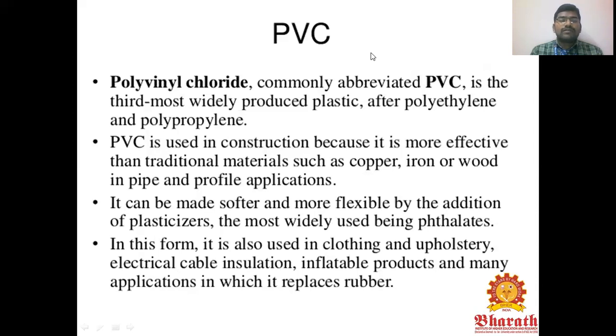PVC can be made more flexible by the addition of plasticizers, the most widely used being the phthalates. Copper wire and iron wire are insulated with PVC. It is also used in clothing, upholstery, electrical cable insulation, inflatable products, and many applications in which it replaces rubber.